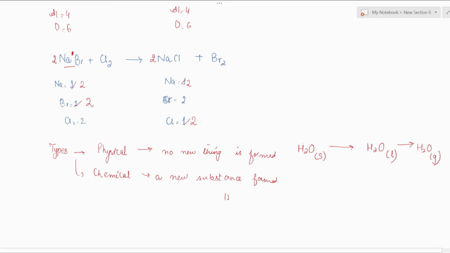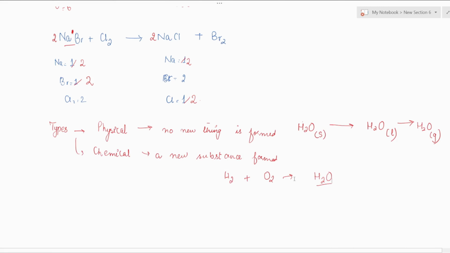In chemical change, for example, we have hydrogen and then we have oxygen and it gives us a new thing, which is water. So it's a new substance formed. Okay, this is a simple difference you need to know. Let's talk about the types of chemical reactions. One, two or three we have already discussed. So I'm just jotting it down, just classifying it. Types of chemical reactions. Number one is combustion.